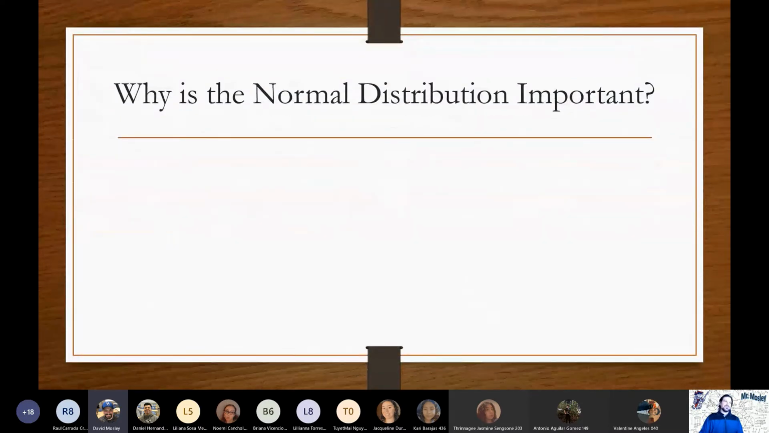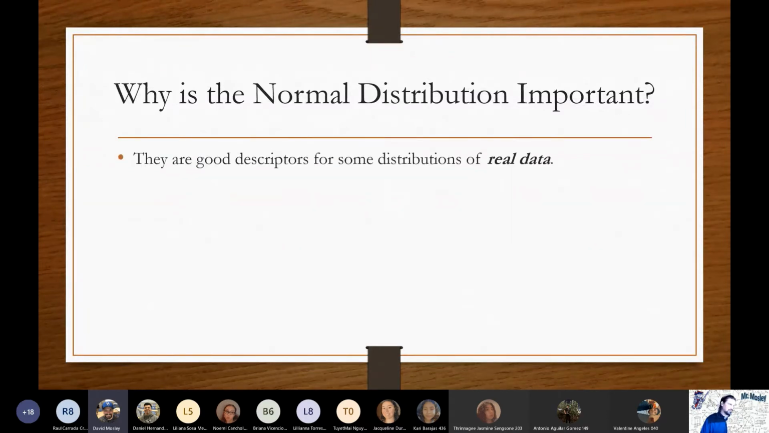All right. Why is the normal distribution important? Why do we care? They're good descriptors for some distributions of real-life data. Right? They model real-life situations and things that actually happen. It's not just like a theoretical thing. A couple things that fall into things that are approximately normal. We have scores on tests taken by many people, like the SAT or IQ tests. If we look at the distribution of those scores, they fall into an approximately normal distribution, that bell curve.